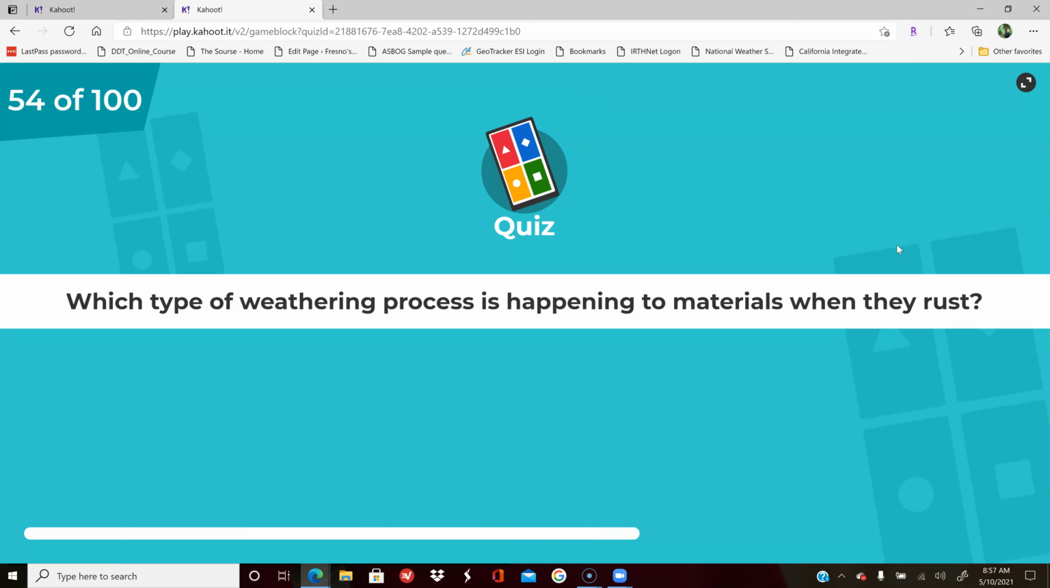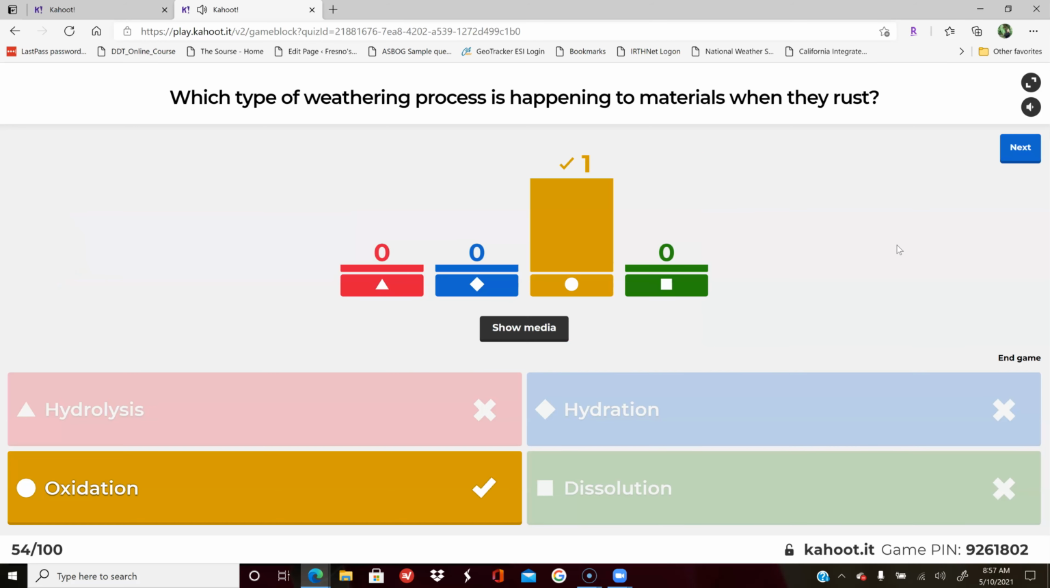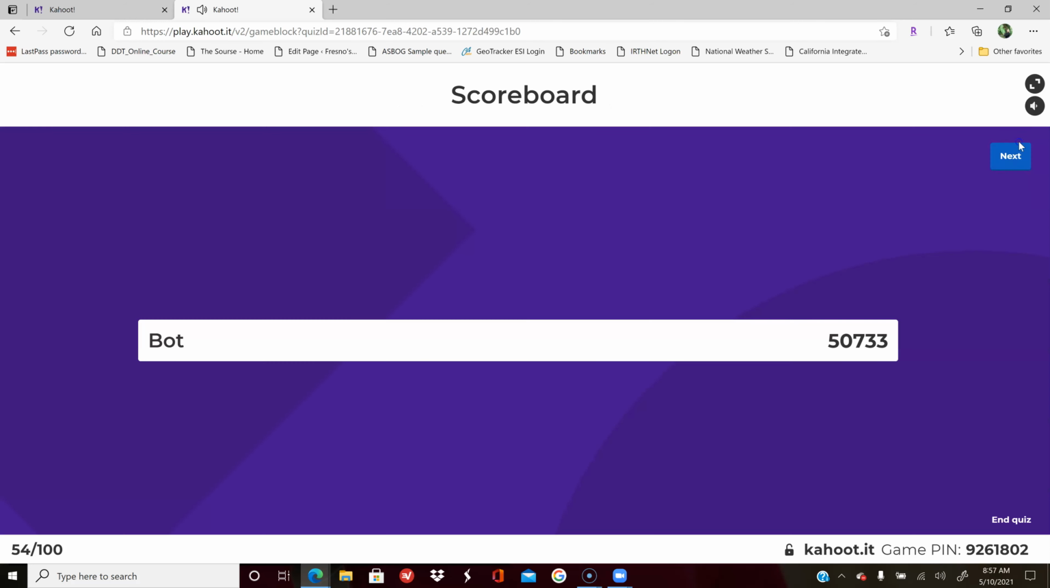Which type of weathering process is happening to minerals or materials when they rust? Hydrolysis, oxidation, hydration, or dissolution? That would be oxidation. So when they're oxidizing, they are rusting.